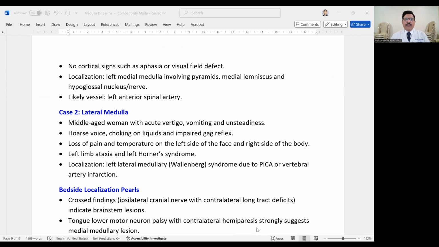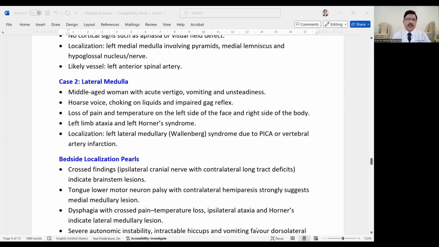Localization: left lateral medullary syndrome, due to posterior inferior cerebellar artery or vertebral artery infarction. Posterior inferior cerebellar artery of which side? Left-sided artery, because the left medulla is involved. Okay, so this you have now nicely understood.